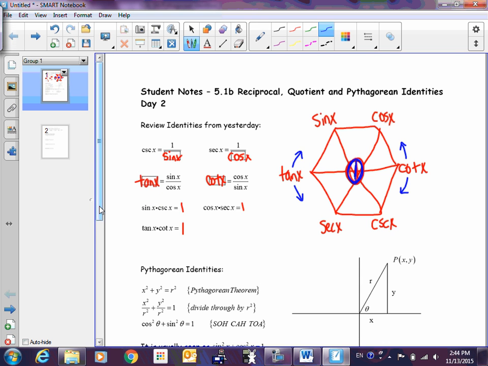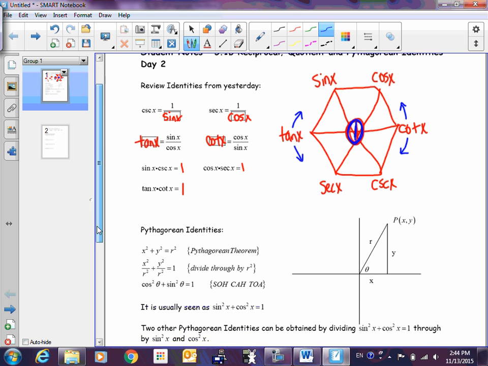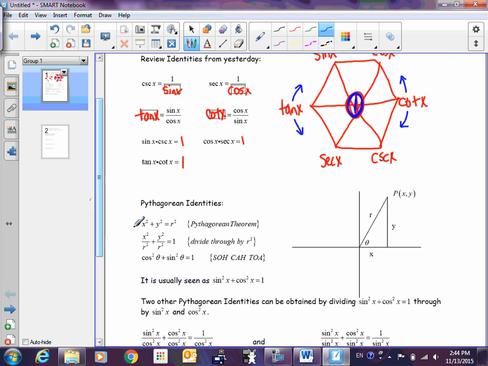So we're going to add to those with some things called Pythagorean identities. What does the word Pythagorean sound like? Pythagorean Theorem. A squared plus B squared equals C squared. You've been doing this since junior high. Okay, so we start with Pythagorean Theorem. X squared plus Y squared equals R squared. So look at this right over here.